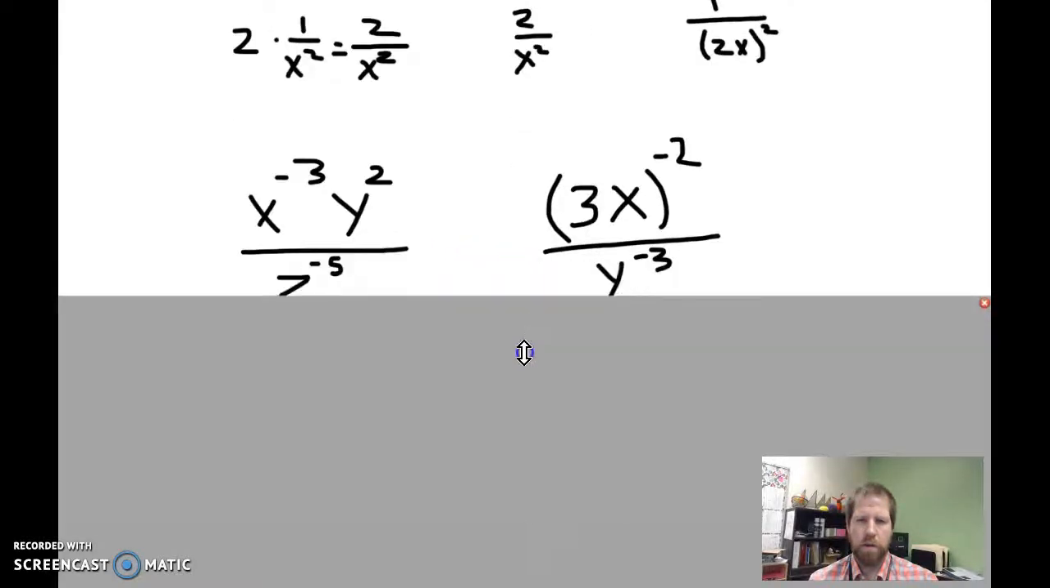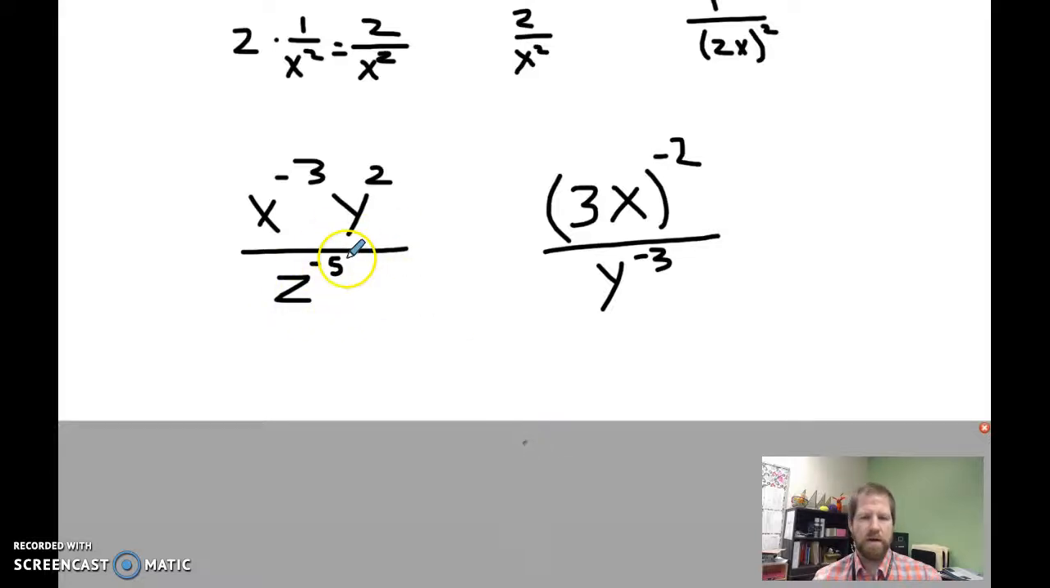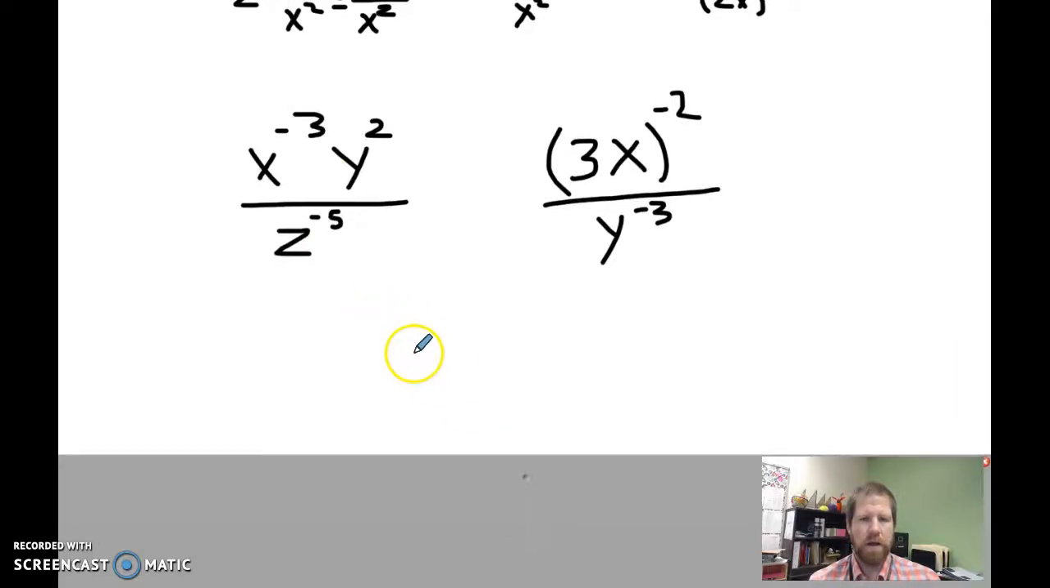Now, what happens when we have a negative exponent underneath our division bar? When we have it above, that's going to be just basically moving it down below. Because if x to the negative third is equal to 1 over x to the third, then I'm just going to have x to the third underneath my division bar. And because 1 times anything is whatever you were multiplying it by, I don't even have to have the 1. I can just keep my y to the second.